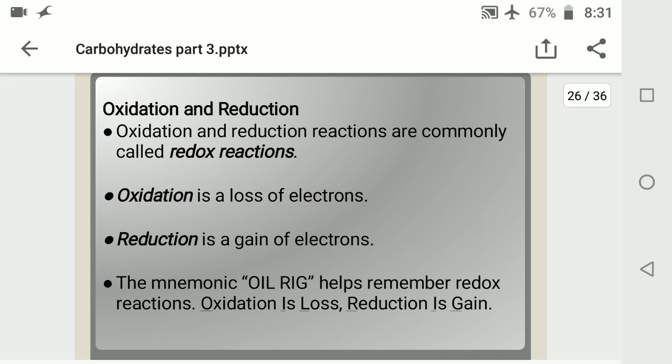Oxidation and reduction reactions are commonly called redox reactions. Oxidation is a loss of electrons. Reduction is a gain of electrons. The mnemonic OIL RIG helps to remember redox reactions.